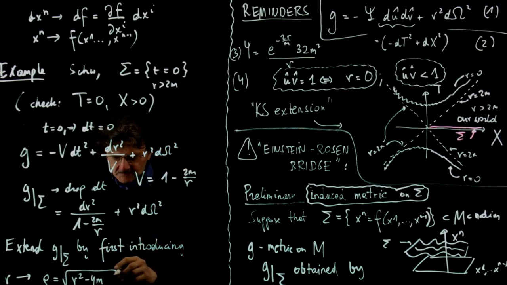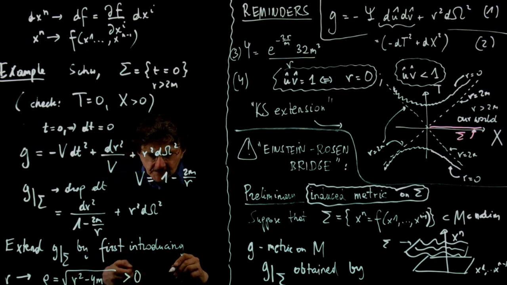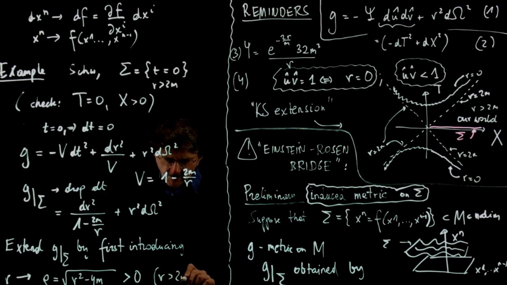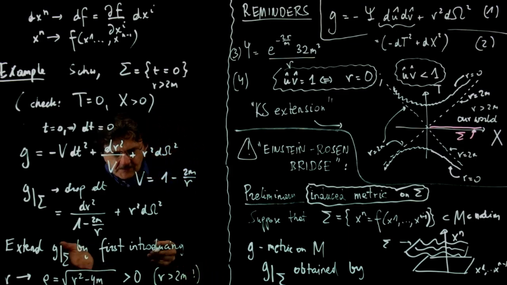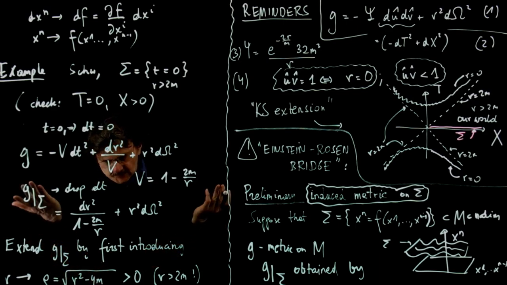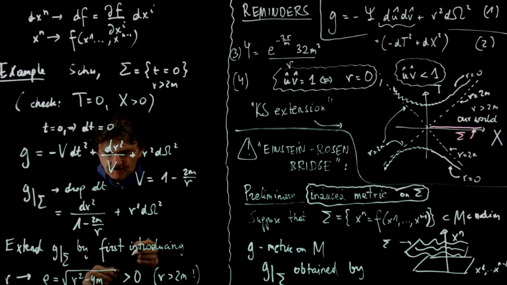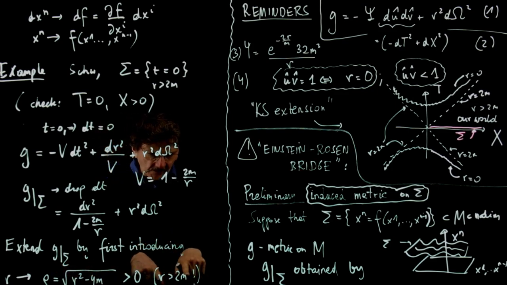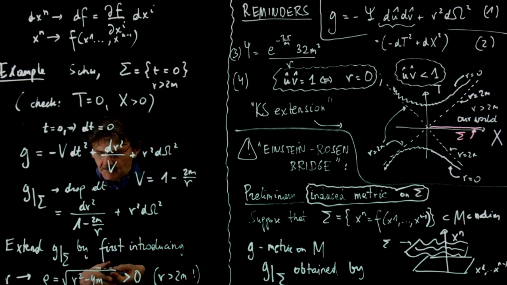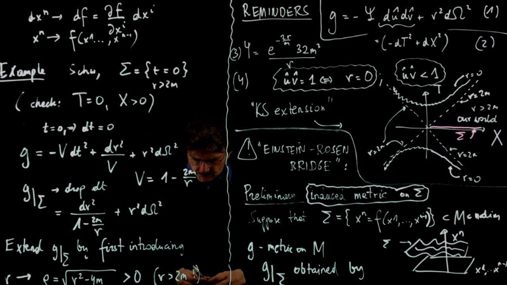And now this rho is by definition positive. Now remember that r is larger than 2m here. So this is well defined, of course. If r goes to 2m, then r squared minus 4m squared goes to 0. So, well, then rho goes to 0, but is not equal to 0 because r is not allowed to be equal to 2m. And so let's see what happens with this metric on the slices of the Schwarzschild spacetime when we do this.